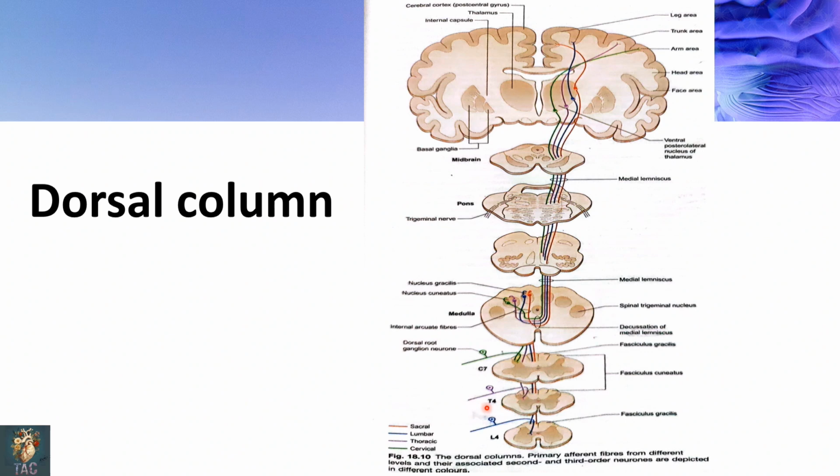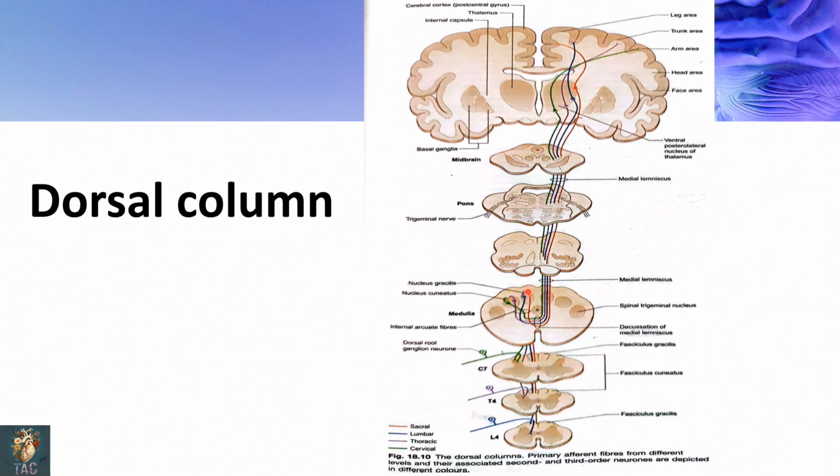As we ascend up to the thoracic level, the purple color fibers represent the thoracic level, and they are entering over here. Then at the cervical level of the spinal cord, the green color fibers are added. So red are the sacral, the most medial, then we have the lumbar, then the thoracic, and then the cervical fibers. So this is the somatotopic arrangement of the fibers, and this somatotopic arrangement is maintained.